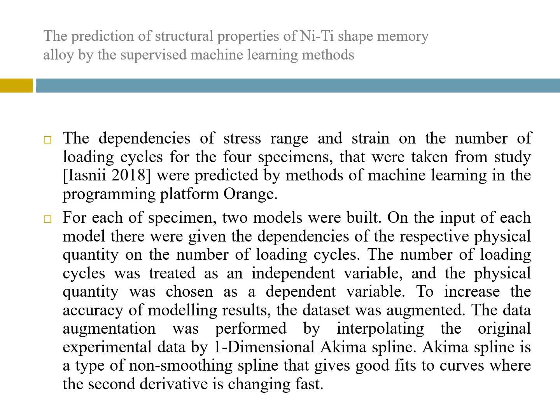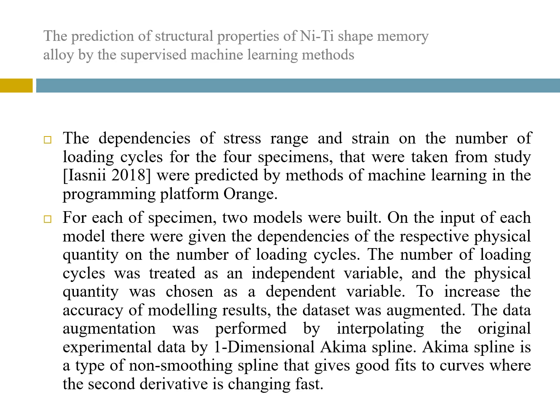The dependencies of stress range and strain on the number of loading cycles for the four specimens that were taken from the study SME 2018 were predicted by methods of machine learning in the programming platform Orange. For each specimen, two models were built. On the input of each model, they were given the dependencies of the respective physical quantity on the number of loading cycles. The number of loading cycles was treated as an independent variable, and the physical quantity was chosen as a dependent variable. To increase the accuracy of modeling results, the dataset was augmented.